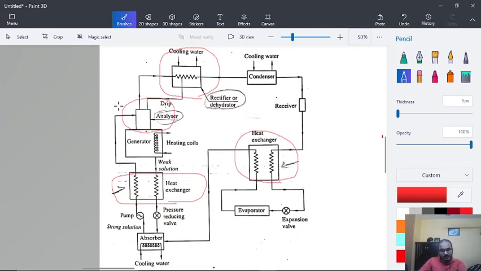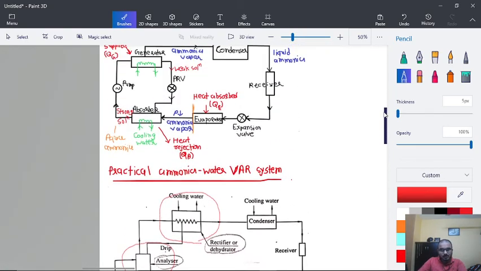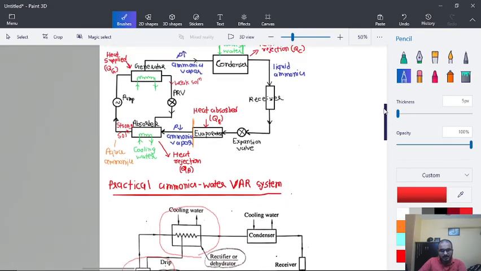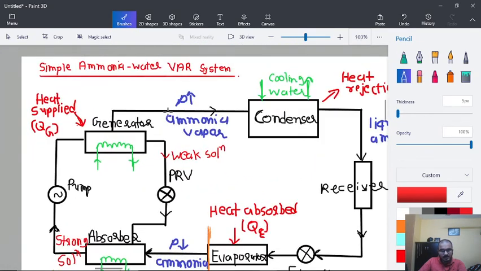Let's focus over here. First we will begin with the analyzer. Why is the analyzer required in a practical cycle? Here we are having separation of ammonia vapor and weak solution, that is water. However, there are chances that some water particles are also there, that is, ammonia vapor plus water particles.